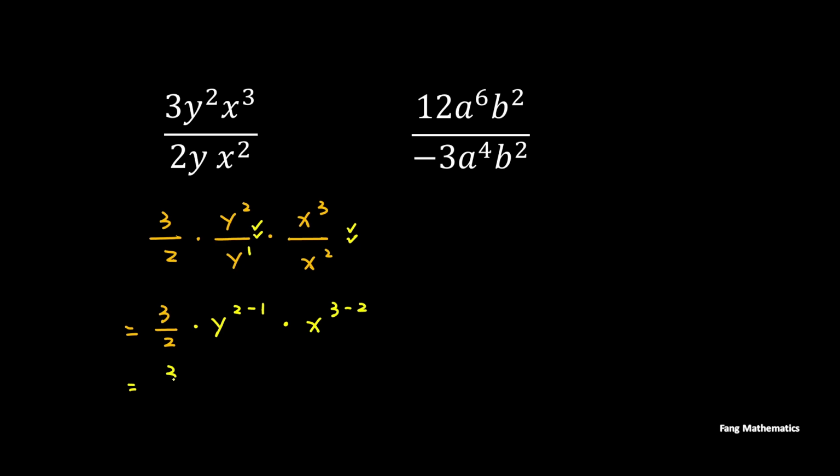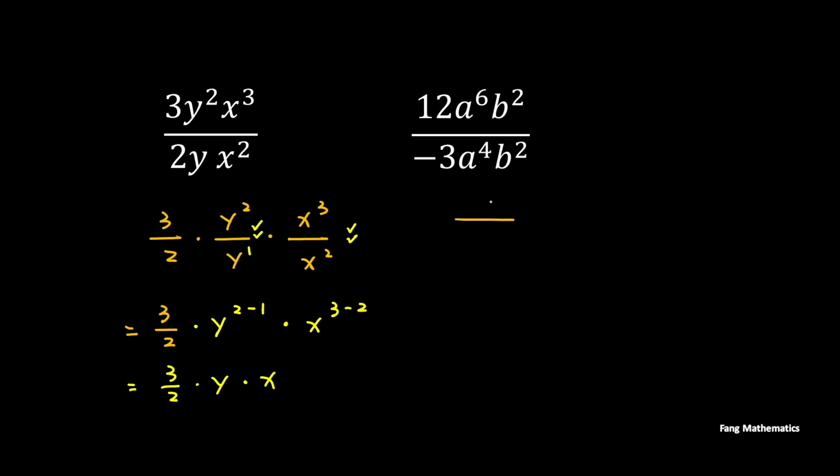I believe the number remains as number. And you have y, 2 minus 1 gives you 1, so y. And x, 3 minus 2 gives you 1, so x should be your answer. The last, we have another question. In the same way, we are to separate each component.